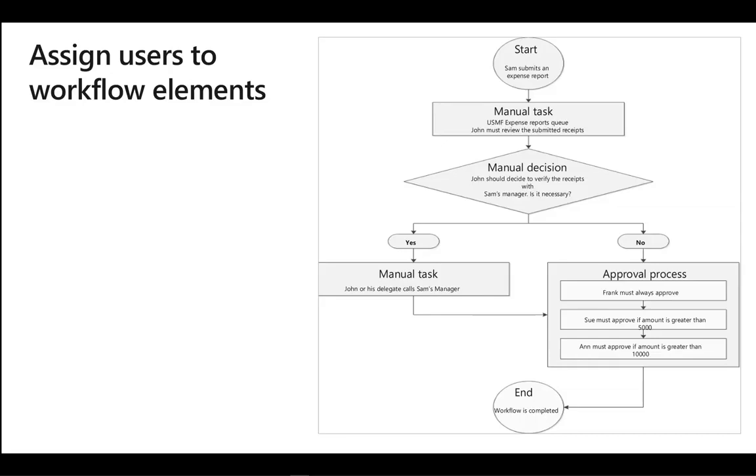A workflow can involve several groups of people: the organizer, the originator, task assignees, decision makers, and approvers. For example, consider the following workflow approval process. In this scenario, the expense report workflow, Sam is the originator. The members of the queue are task assignees. John is the decision maker, and Frank, Sue, and Anne are approvers, just like shown on the screen.